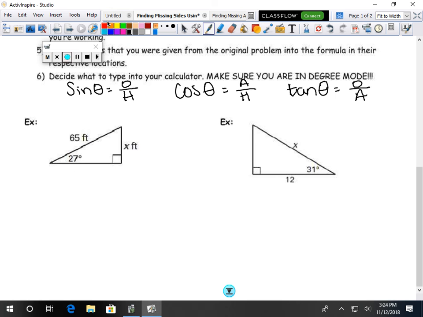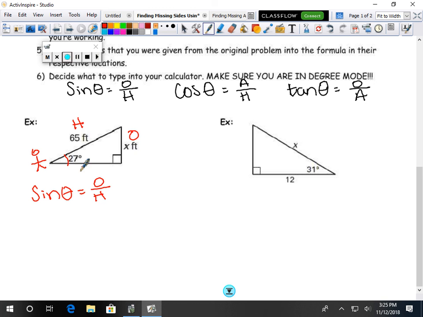So jumping right into these examples. 27 degrees here is the only angle. 90 degrees, remember we can't use that. So at 27 degrees here is where I'm going to draw my stick man. I'm going to label my sides O, A, or H. So whenever I look at this from 27 degrees, x would be O, and then 65 feet is across from my right angle, so this would be H. Since I have my sides O and H, that tells me to use my sine function. So I'm going to write down my formula. Sine theta is equal to O over H.